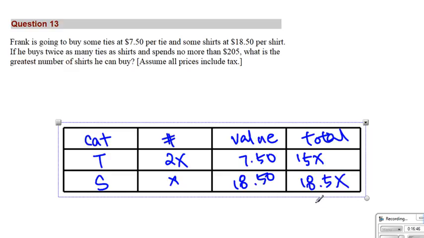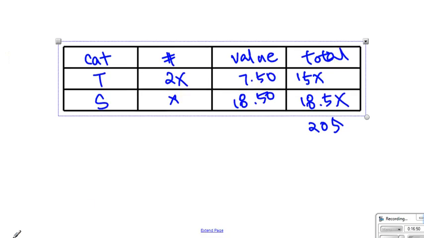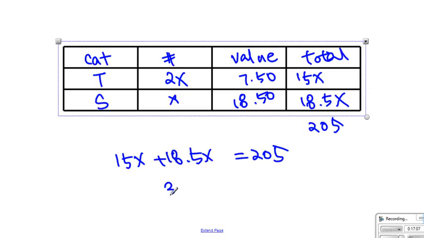So no more than $205. That means all we have to do is 15x plus 18.5 times 205. Now, when you combine them together, we'll be looking at 33.5x as the 205.